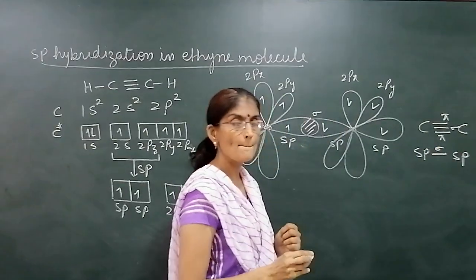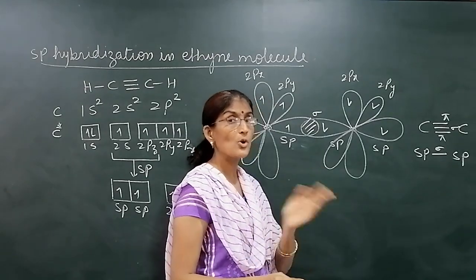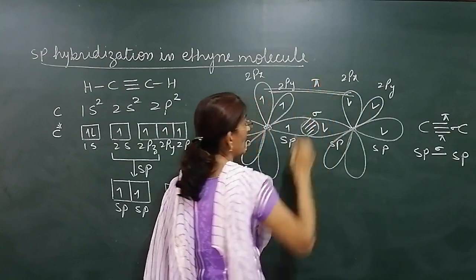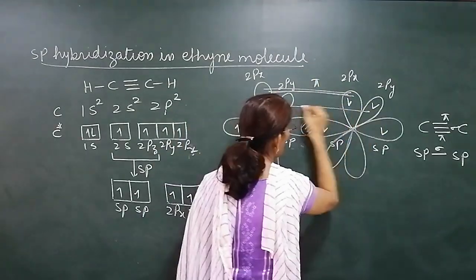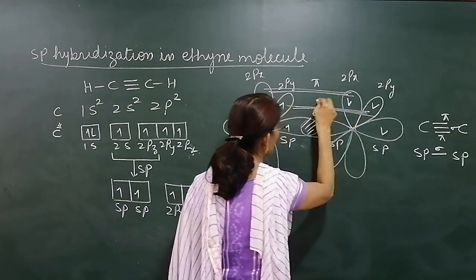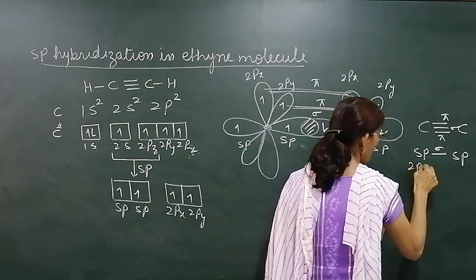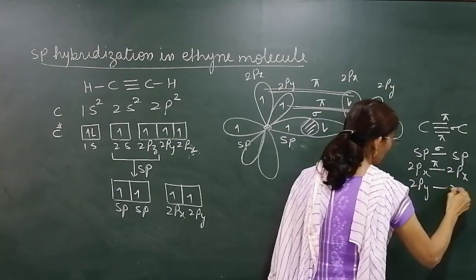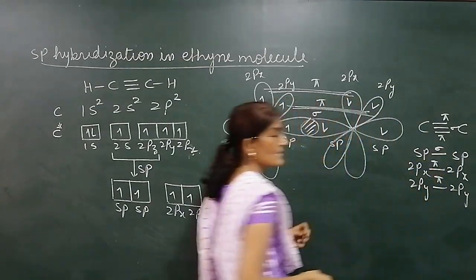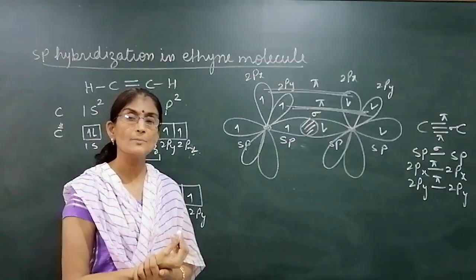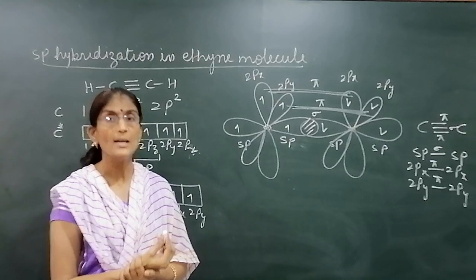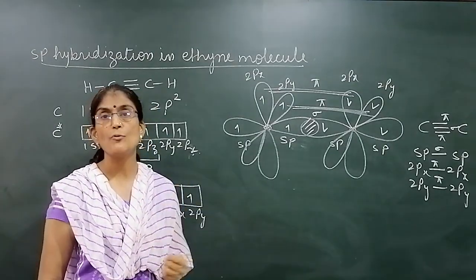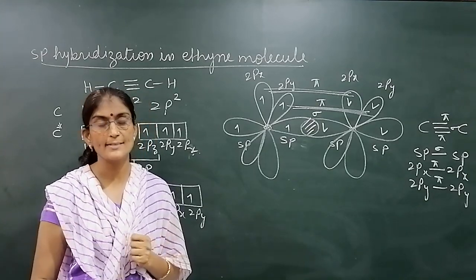How are the pi bonds formed? By overlapping of 2px orbitals of both the carbon atoms. See, these 2 overlap and form 1 pi bond. These 2py orbitals overlap and form another pi bond. So 2 pi bonds are formed by overlapping of 2px and 2py atomic orbitals. So between two carbon atoms, 3 bonds are there. One is sigma and 2 pi. Sigma is formed by overlapping of sp-sp hybrid orbitals. Pi bonds are formed by overlapping of atomic orbitals.